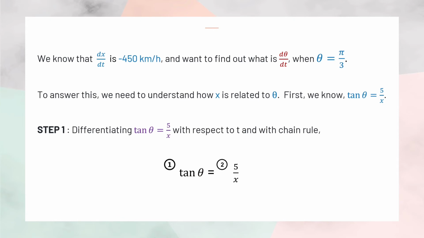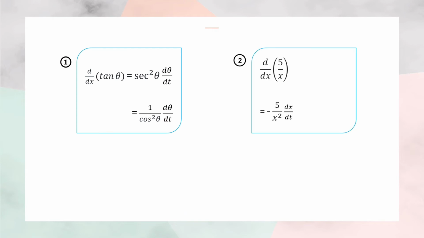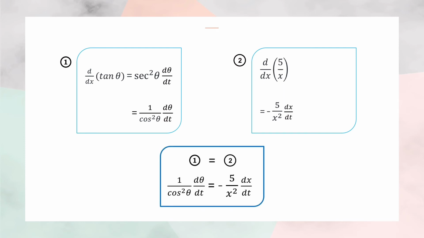Step 1. Differentiate tan theta equals 5 over x with respect to t, with the chain rule. First, differentiate tan theta, and you will get sec squared theta d theta over dt. By using the reciprocal identity, you will get 1 over cos squared theta d theta over dt. Second, differentiate 5 over x, and the answer will be negative 5 over x squared dx over dt. Put them together and you will get the equation.